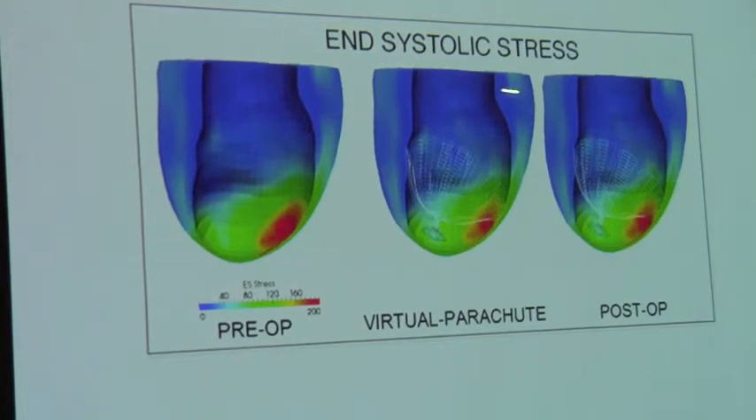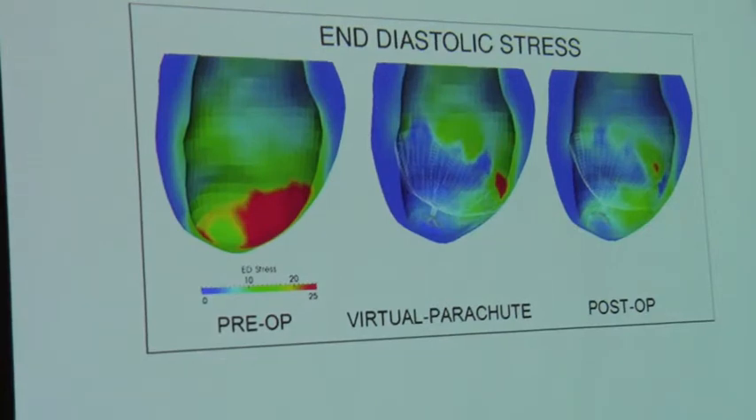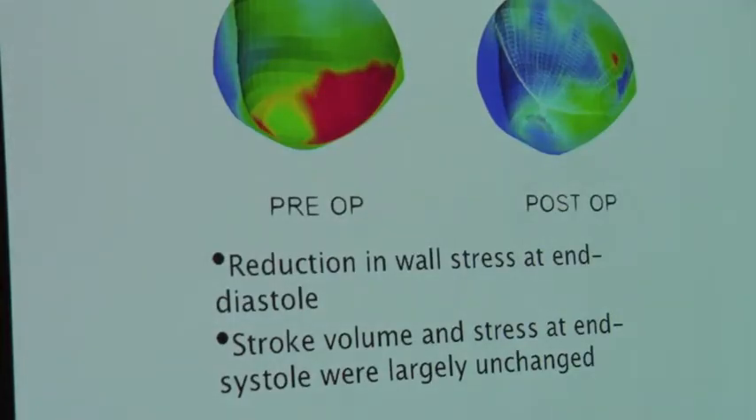So as you can see, the end systolic stress is largely unchanged, whereas the end diastolic stress is very much reduced as a result of the parachute implantation. We also measured stroke volume, which is the amount of blood leaving the left ventricle, but that was largely unchanged in all 3 models. So the conclusions were the primary mechanism behind the parachute device is a decrease in myofiber stress at end diastole, and stroke volume and stress at end systole were largely unchanged.